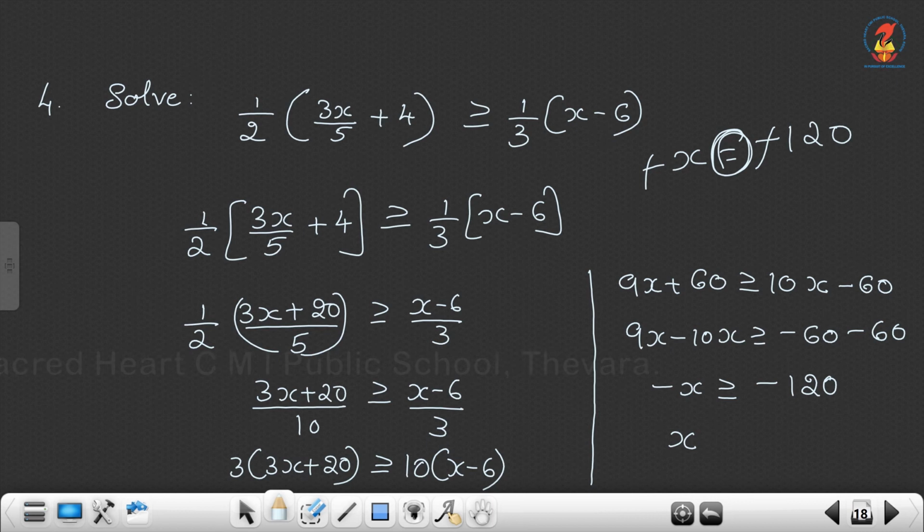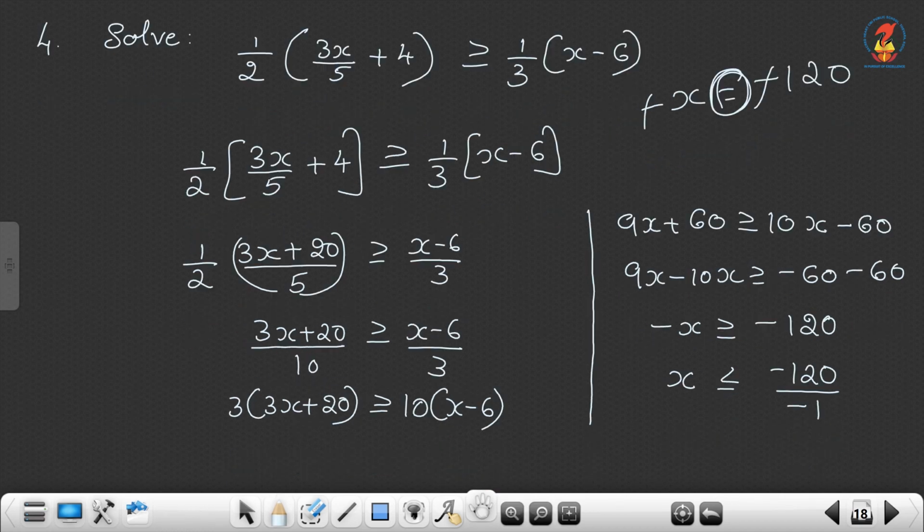What do we have to do? You have to divide by the minus sign. This minus x means it is minus 1 into x. Okay. So this sign will change. You can cancel the negative sign. So x is less than or equal to 120.